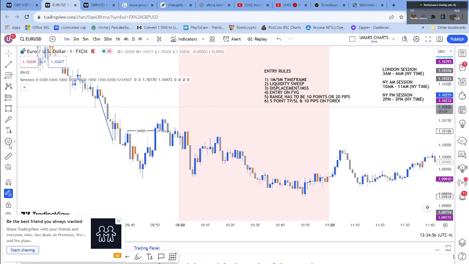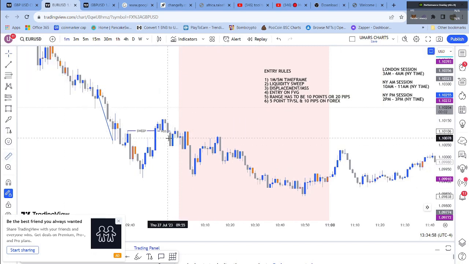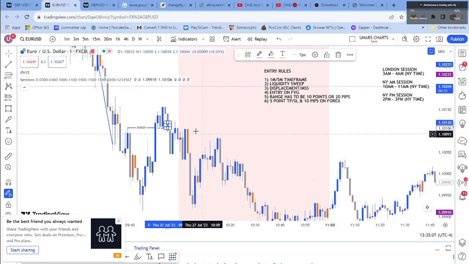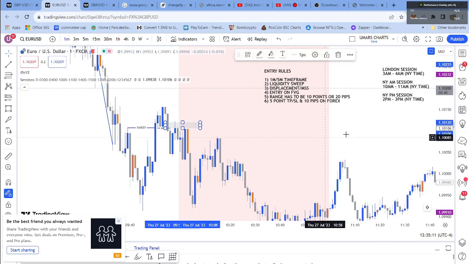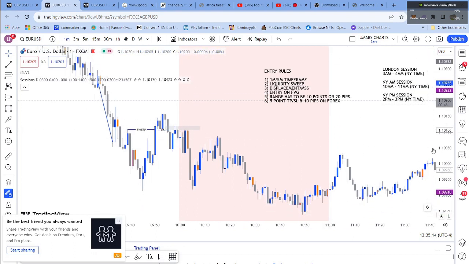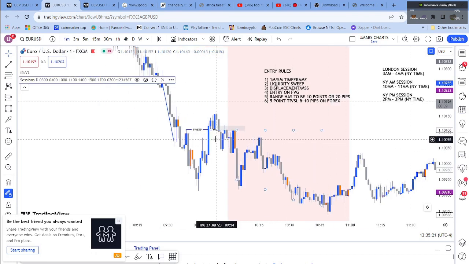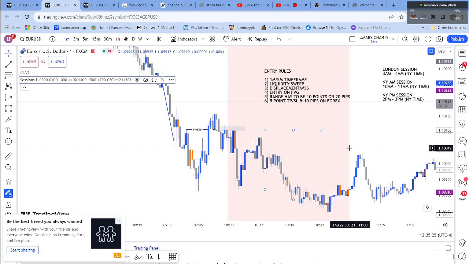After identifying a range and knowing that all criteria has been met, we would then be looking for our fair value gap. You would then mark out your fair value gap like this. Like I told you guys before, this can happen before the kill zone time, or the sweep and the market structure shift could happen before the kill zone time, but the entry point should always be in the kill zone time.